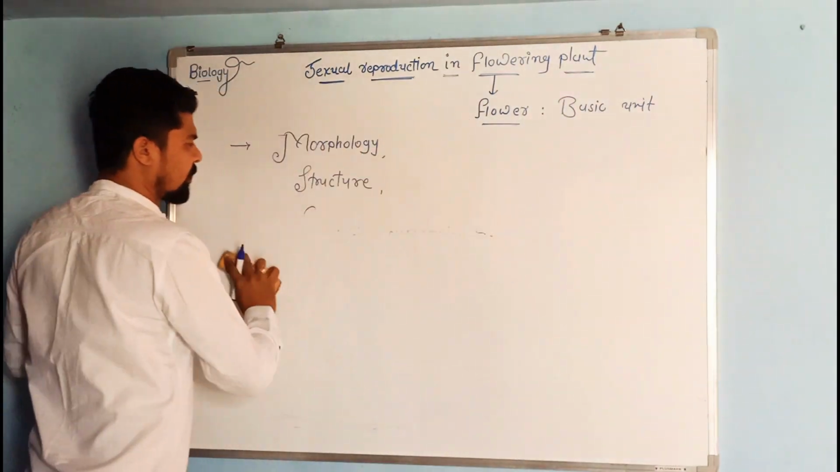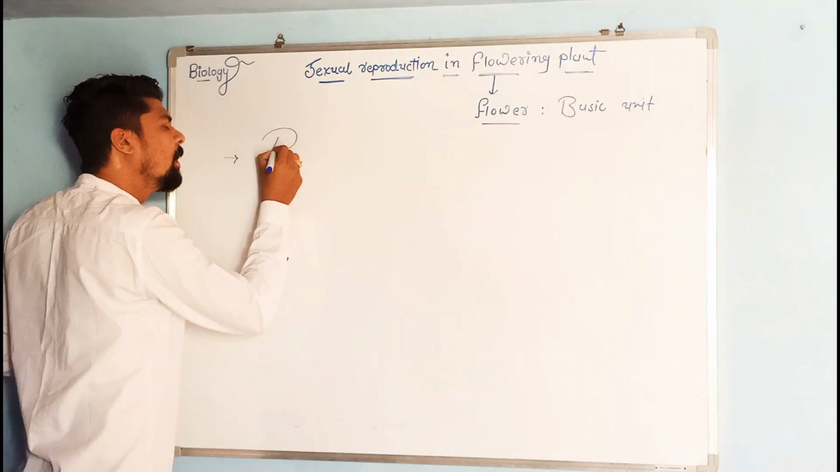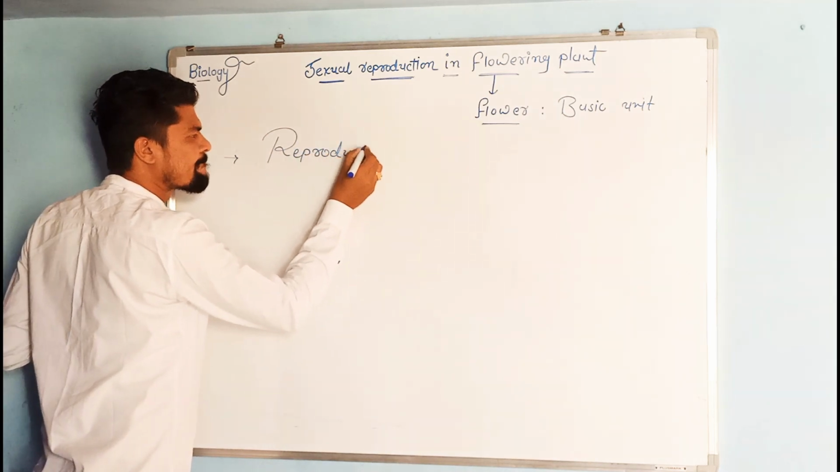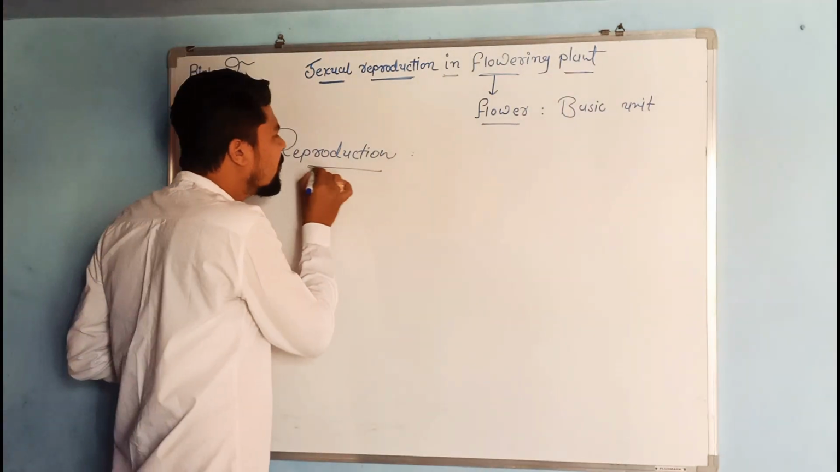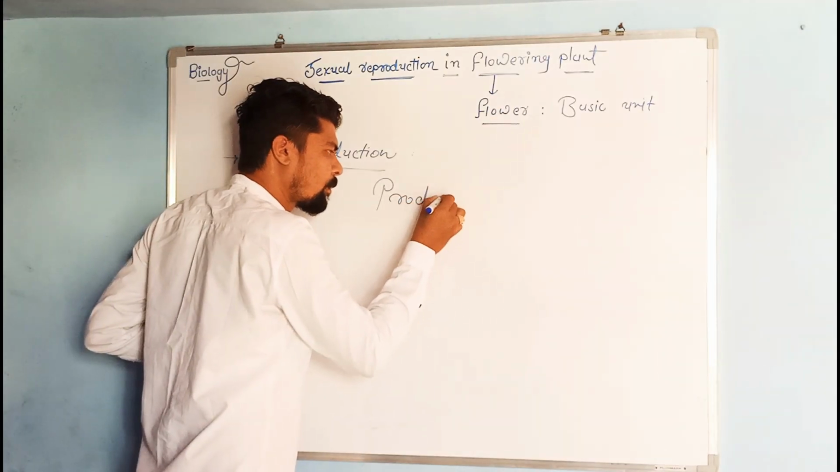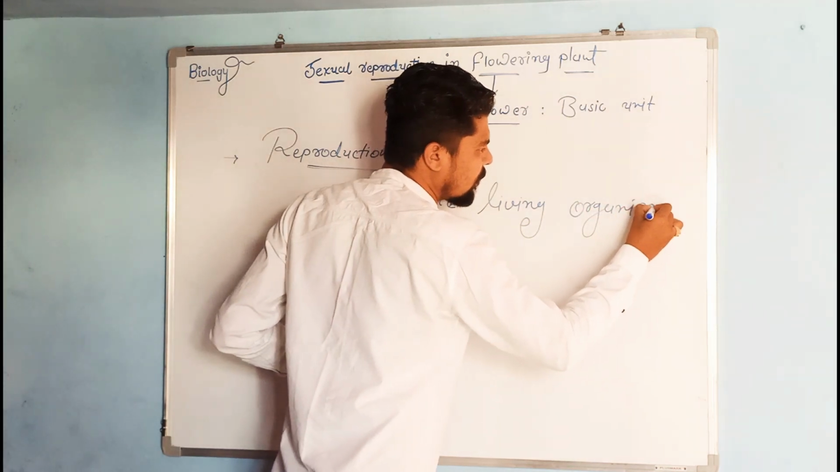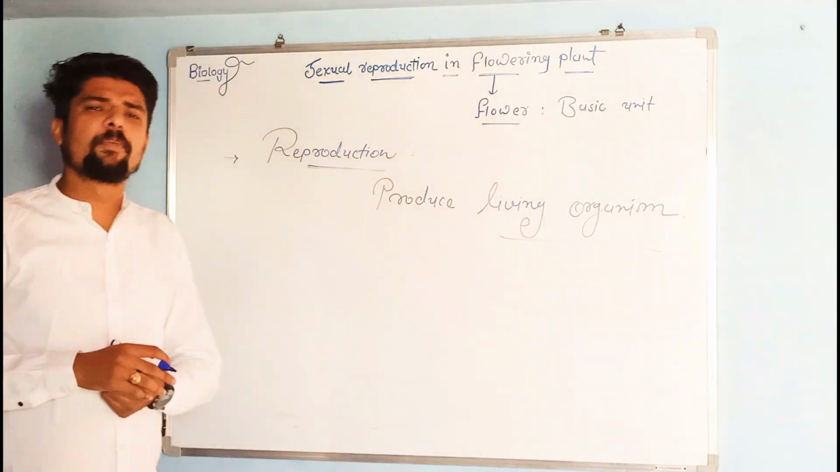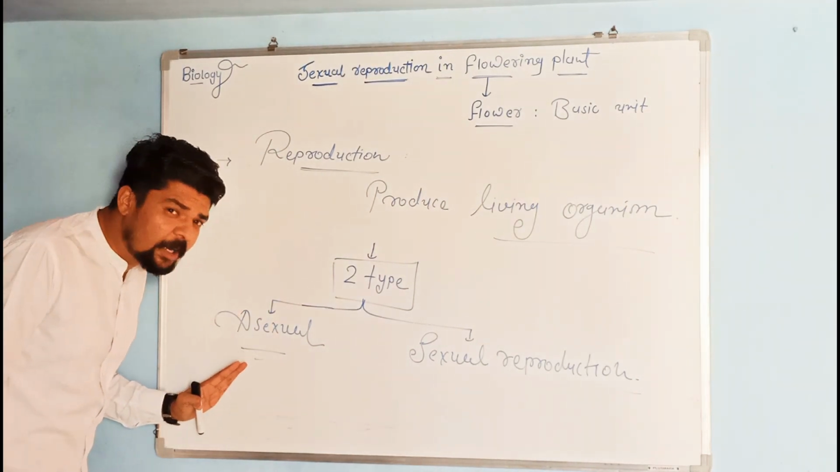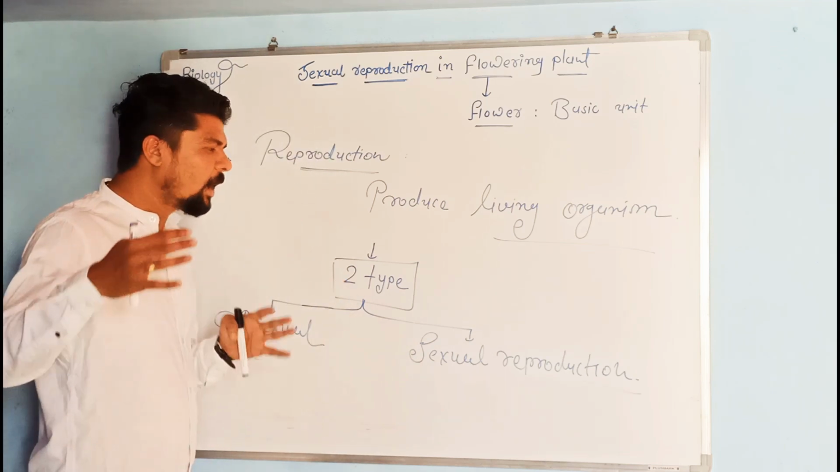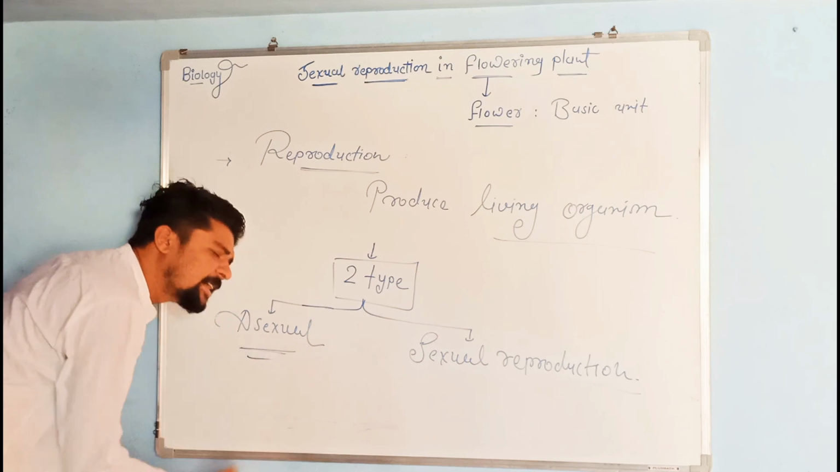what is reproduction? Reproduction means to produce a living organism with the help of the reproduction process. So there are two types of reproduction. First one is asexual reproduction, second one is sexual reproduction. Here, what is the difference between sexual and asexual reproduction?